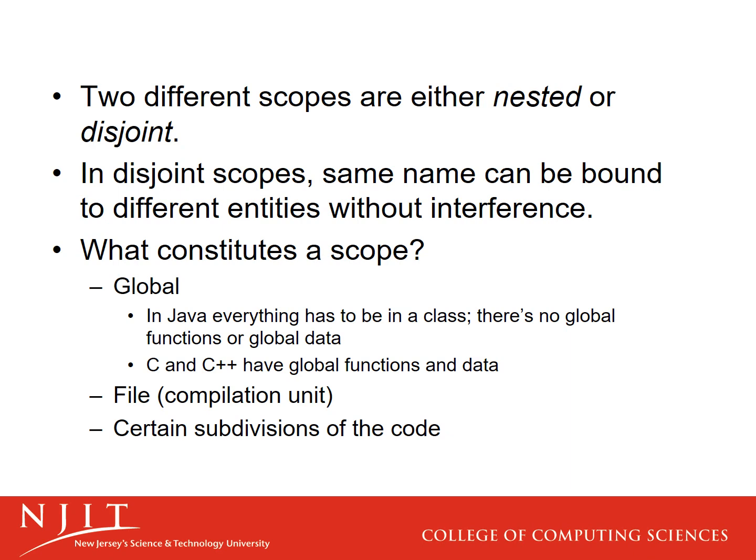Everything ends up being in the global scope. Everything is nested in a global scope. If I write a program and I've got 3 functions, each one of those functions is in the global scope.